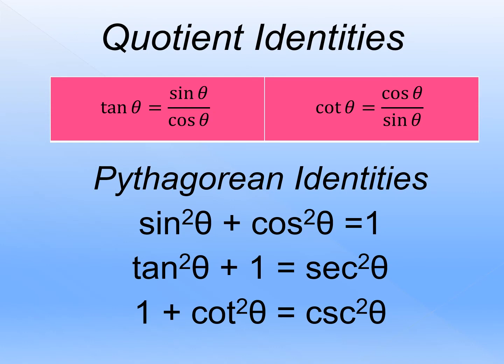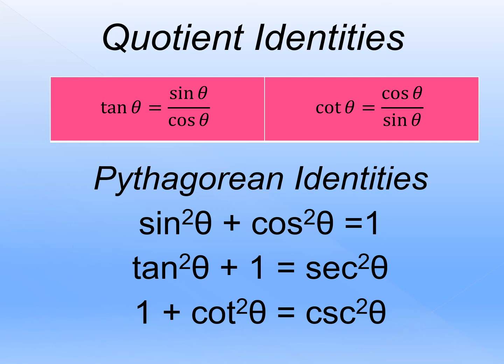Next, we have quotient identities. For quotient identities, we have tangent theta, which is equal to sine theta over cosine theta. And for cotangent theta, we have cosine theta over sine theta. For Pythagorean identities, we have sine squared theta plus cos squared theta equals 1. Tangent squared theta plus 1 equals secant squared theta, and 1 plus cotangent squared theta equals cosecant squared theta.